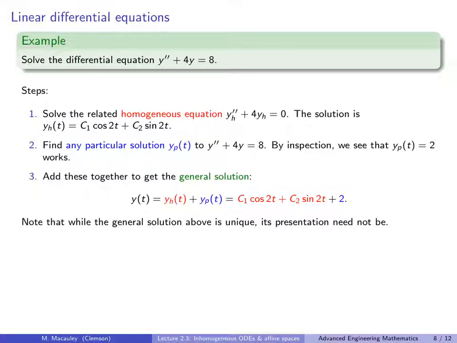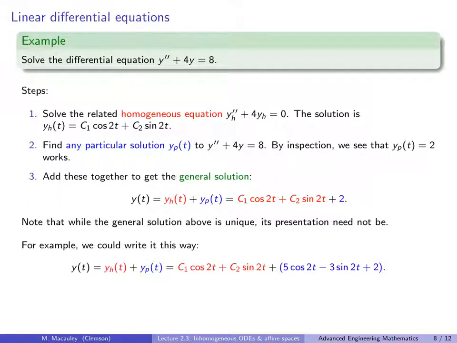And step 3, we add these together to get the general solution. y(t) equals C1 cosine of 2t plus C2 sine of 2t, that's the homogeneous solution, plus 2. And once again, while the general solution above is unique, this particular presentation need not be. For example, we could write it the following way.